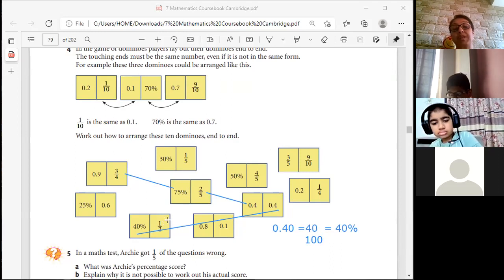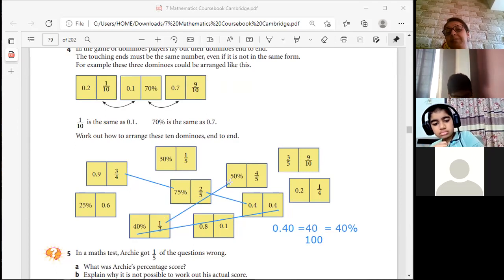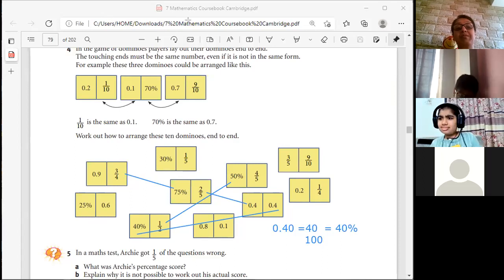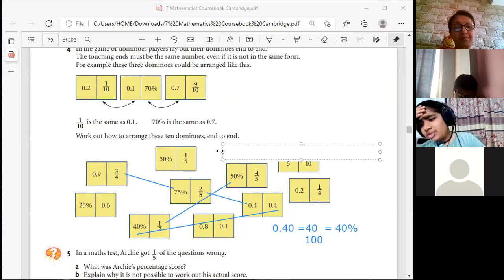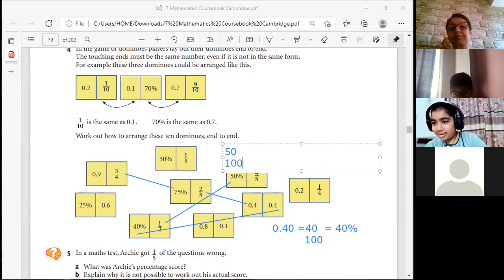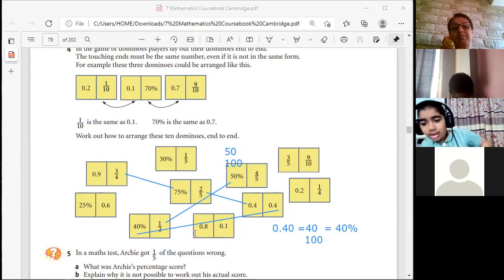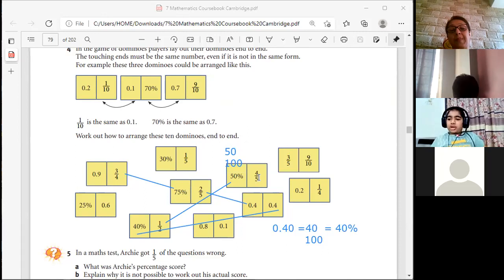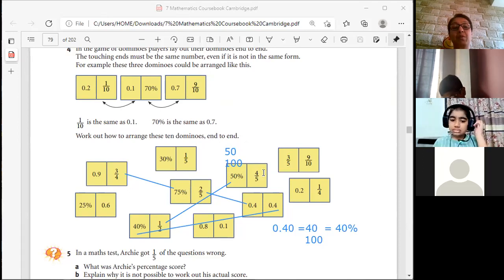Can I relate it to 50%? 50 upon 100? 50% means 1 upon 2. 1 upon 2 is literally the 50% fraction. Yes. And 1 upon 4 is the quarter. Now, if I talk about 4 upon 5, where can I relate this 4 upon 5?